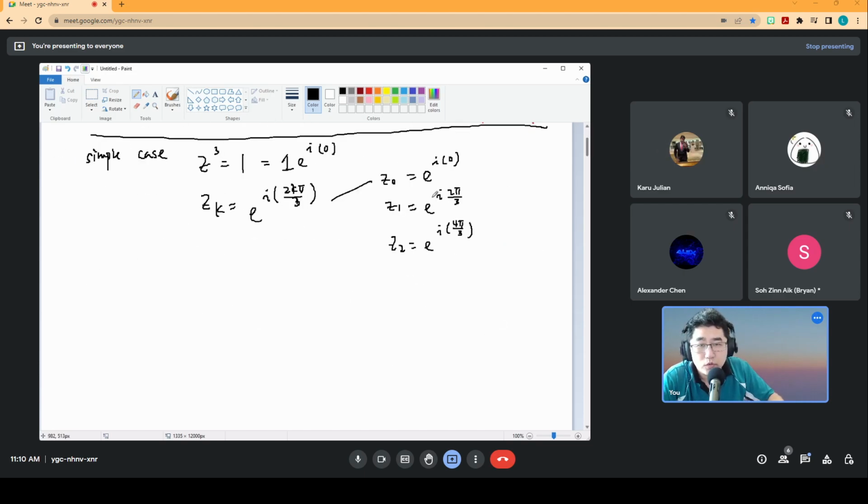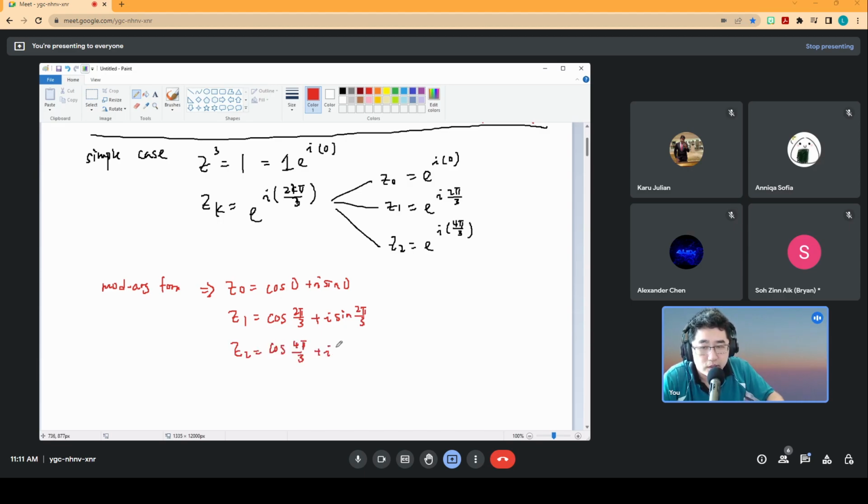Of course, this answer is written in the Euler form. Let's change it back to the modulus argument form. So I will have z0 equals cos 0 plus i sin 0. z1 will be cos 2π/3 plus i sin 2π/3. And z2 equals cos 4π/3 plus i sin 4π/3. Do you agree?